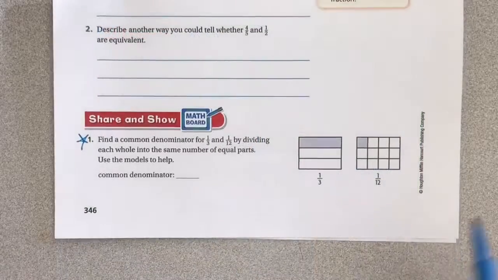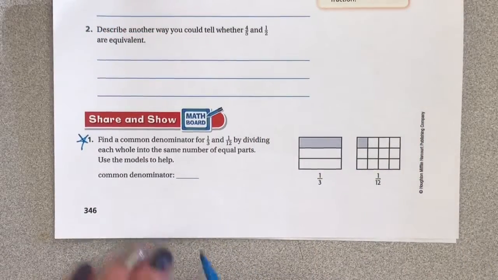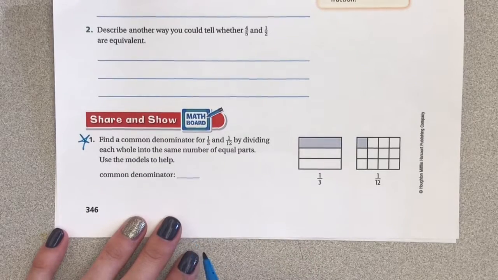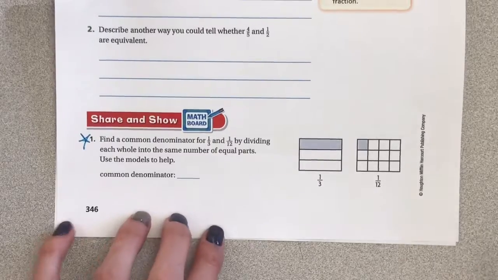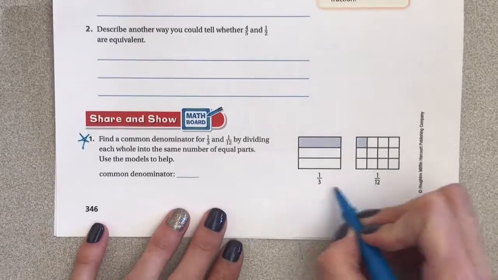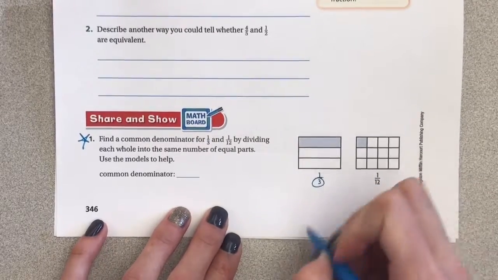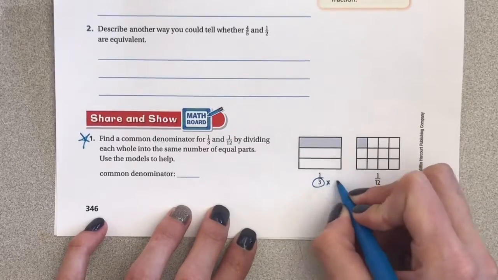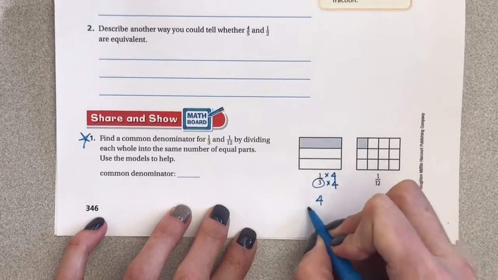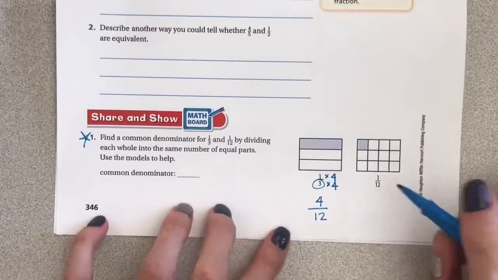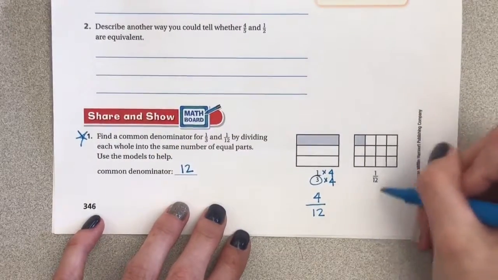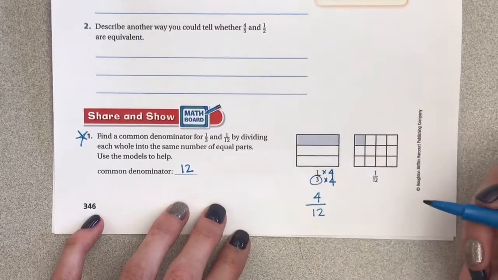Sometimes you don't need to change both denominators in order to make a common denominator. So for example, this one says, find a common denominator for 1/3 and 1/12 by dividing each whole into the same number of parts. Use the models to help. So for this one, I could do 12ths and thirds. I have 12ths and thirds, but 3 I know goes into 12, so I could make my thirds into 12ths by doing times 4. And whatever I do to the bottom, I have to do to the top. So 1 times 4 is 4, and 3 times 4 is 12. So now I have 4/12 and 1/12. So my common denominator would be 12. So I didn't have to do anything to this side. I only had to change this one in order to make a common denominator.